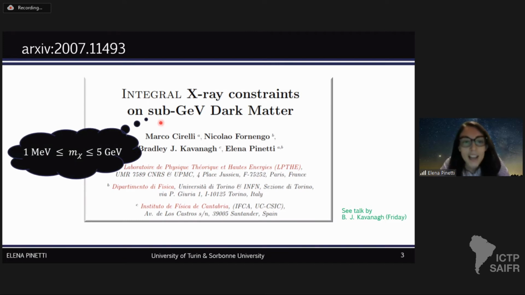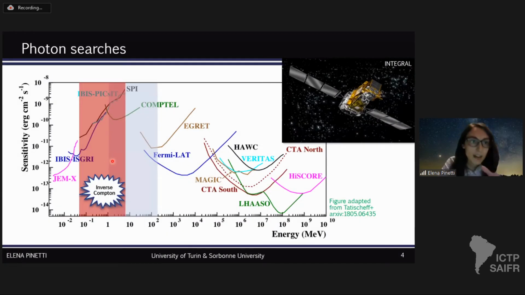So in the title, we write sub-GeV dark matter. And just to fix an idea in mind, we mean dark matter particles with a mass between 1 MeV and 5 GeV. The crucial idea of our analysis is that sub-GeV dark matter can produce photons with an energy which is much lower with respect to the mass of the particles we are interested in. And this is thanks to the inverse Compton scattering, as I will explain later on. And these photons fall in the energy range covered by the INTEGRAL space telescope. Therefore, we can use the INTEGRAL data in order to constrain sub-GeV dark matter.